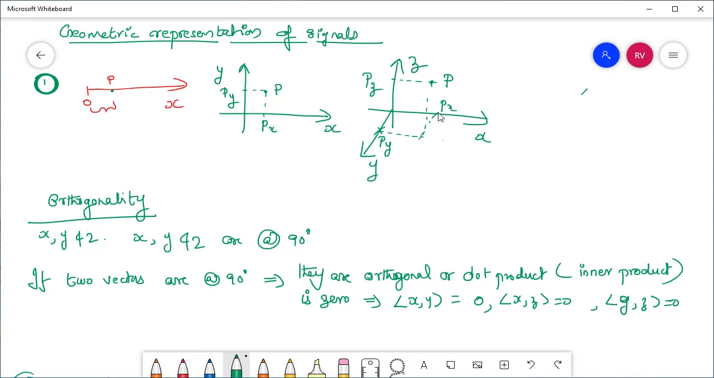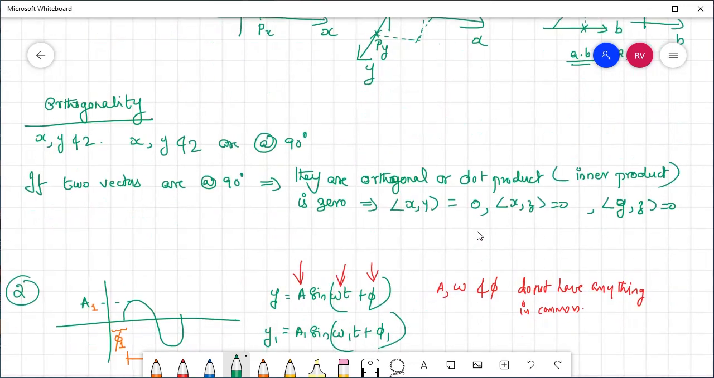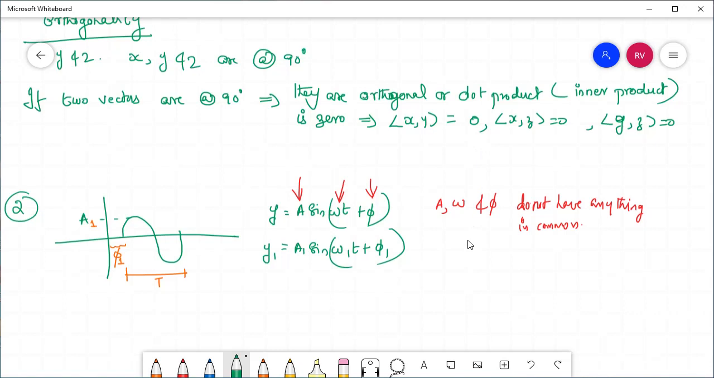Assume a situation like this. This is a vector A, and this is a vector B. Here, A has a component in B. This is that component. How to obtain this component? The component of A in the direction of B is nothing but A dot B, or the inner product between A and B. But if A and B are at 90 degrees, they do not have any component in B. So that is the beauty of orthogonality.